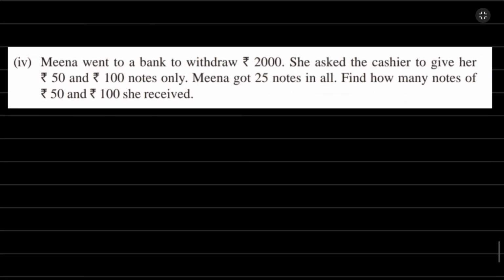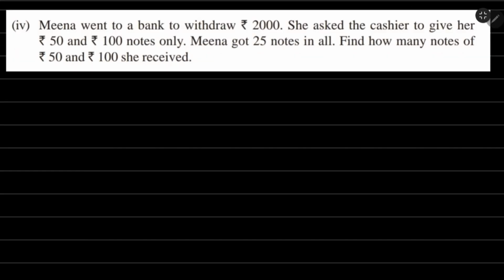Okay, so here: Meena went to a bank to withdraw rupees 2000. She asked the cashier to give her rupees 50 and rupees 100 notes only. Meena got 25 notes in all. Find how many notes of rupees 50 and rupees 100 she received.